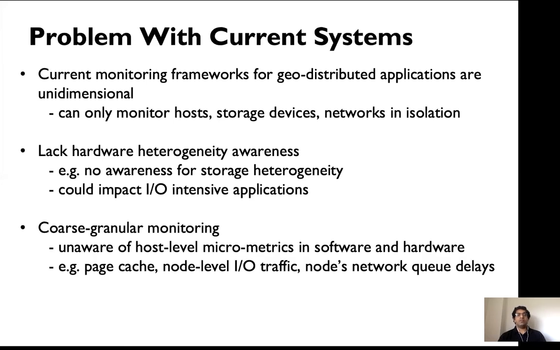The other problem is that most of these systems are coarse-grained, which means they're unaware of host-level micrometrics in software and hardware. These micrometrics could include even end-host information such as how much page cache this application is using, or the node-level IO traffic, or a node's network queue delays.